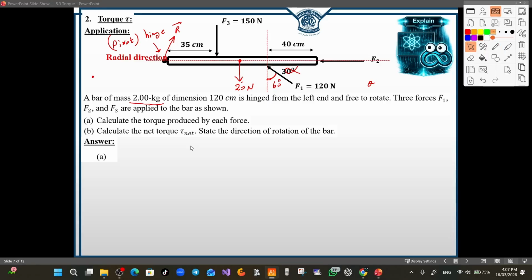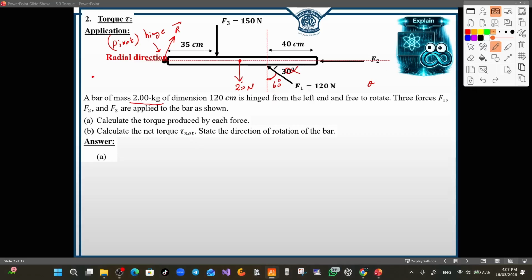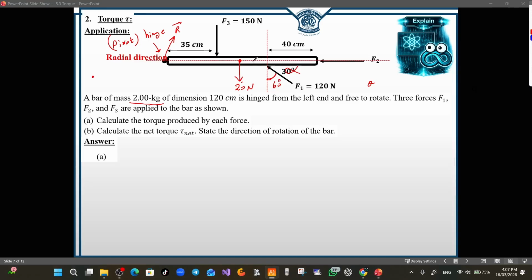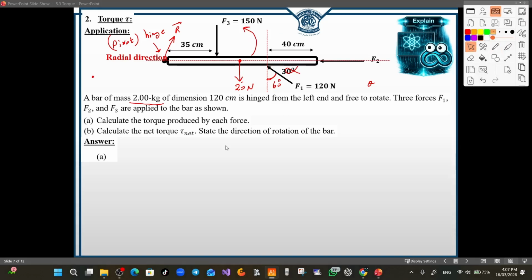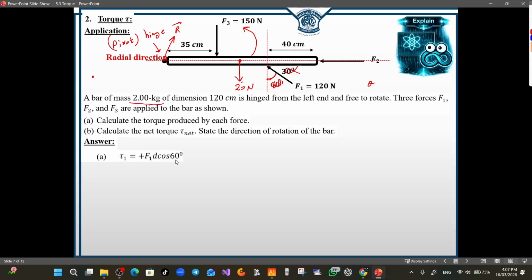Now we apply the torque. Torque is equal to plus or minus F d cosine theta. Now, do I need to use the plus sign or the minus sign? This depends on the direction of rotation of the rod due to this force. Now, this force is rotating the rod in this way, which is the counterclockwise direction, which means this force has a positive torque. So plus F1 d cosine 60.